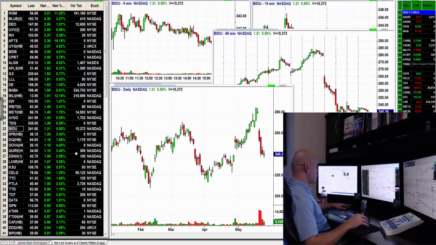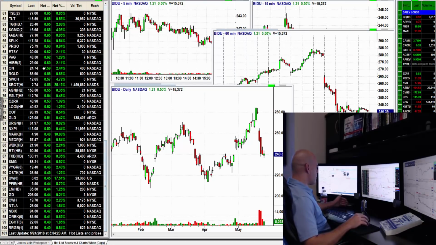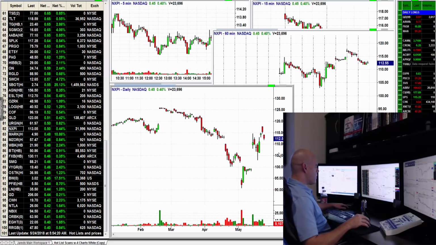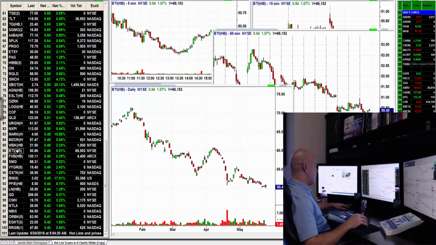Okay. So Baidu already talked about. I'm on the wrong section. There we go. Okay. Back down here. So NXPI 113.05. This stock's been a real pain in the neck to trade lately. We could put it on a backup watch list perhaps, but I'm not going to put it on the main watch list. I'm not going to look at it. BTI is an ETF and an ADR. Not going to look at it.